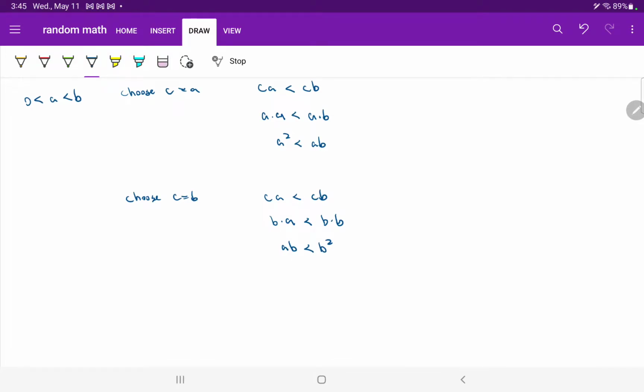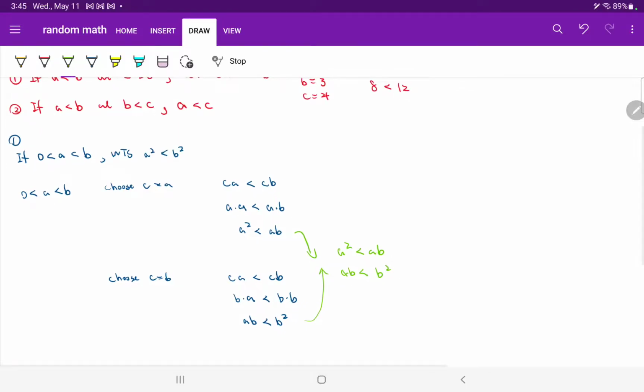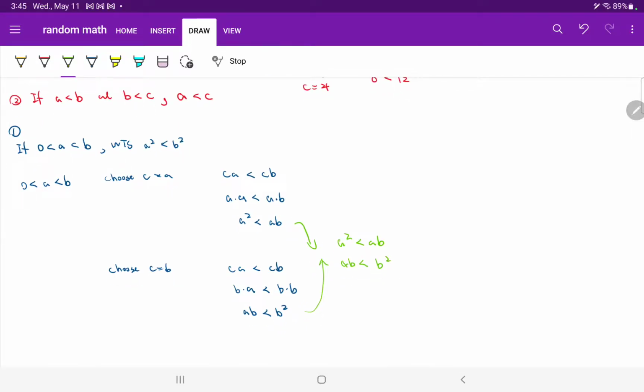So what do we have here? Let's use our green pen, and you can kind of see that a squared is smaller than ab, and that ab is smaller than b squared. And look at our property 2: if b is bigger than a and c is bigger than b, then c must be bigger than a. In this case, it's not hard to see that our b is the ab, our a is the a squared, and our c is the b squared.